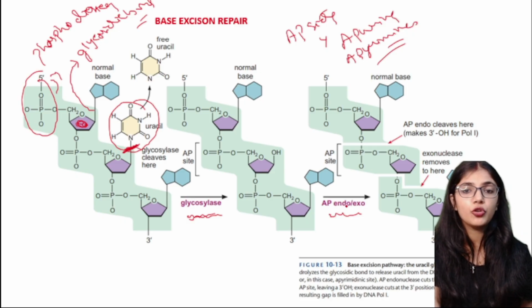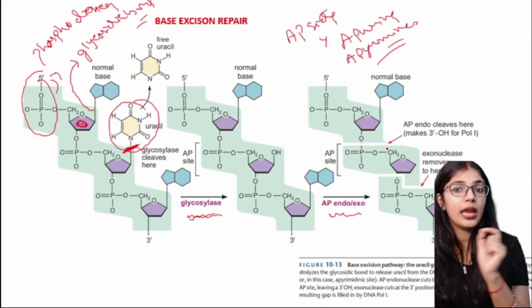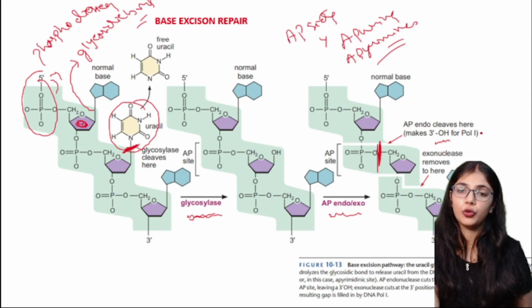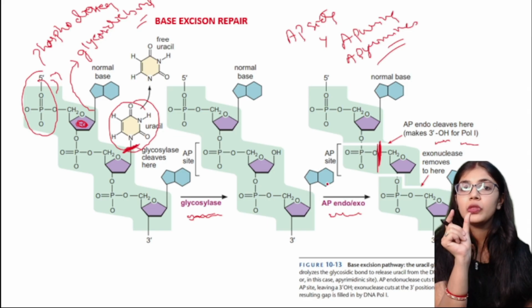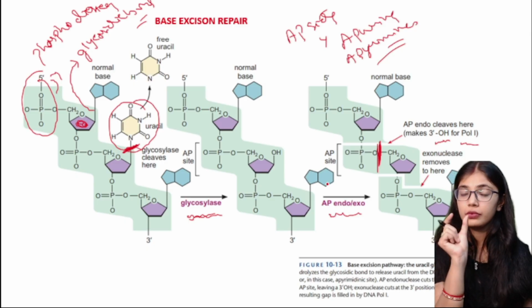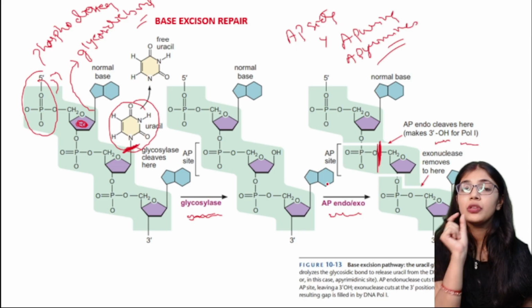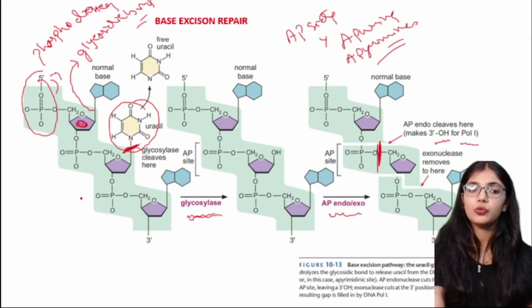What does AP endonuclease do? It comes and binds in the AP site, the apurinic or apyrimidinic site, and it cleaves the phosphodiester bond, due to which there will be creation of a 3' OH group for DNA polymerase 1. After this removal, there will be a nucleotide which will be free, so there will be a gap present in the DNA. This gap should be filled, and it will be filled by DNA polymerase 1.